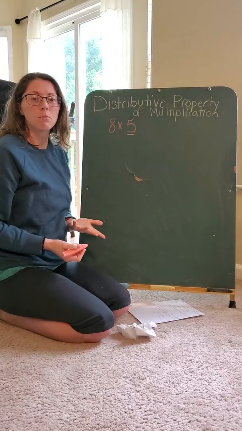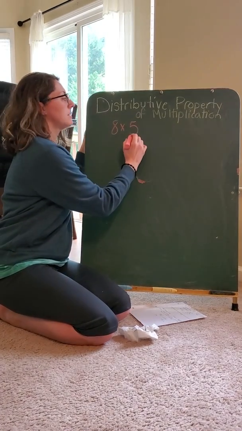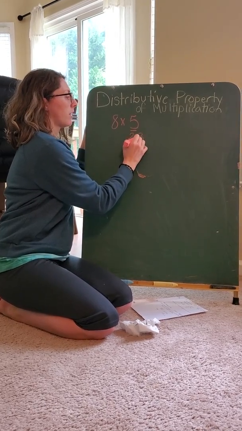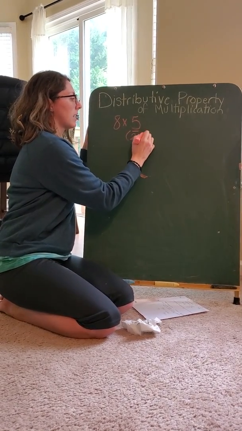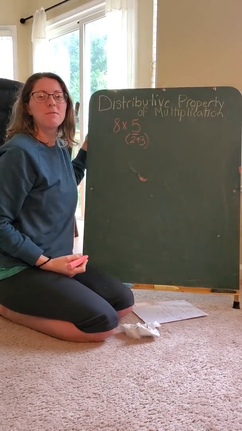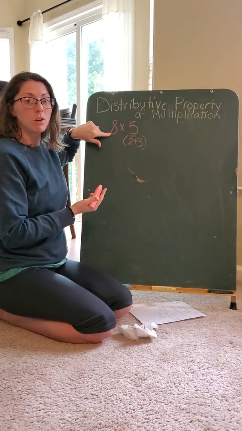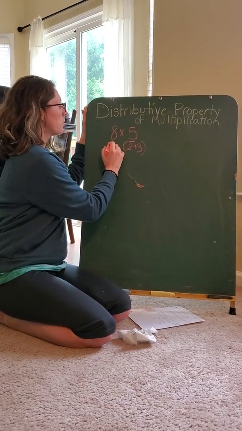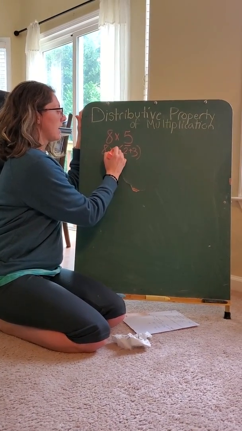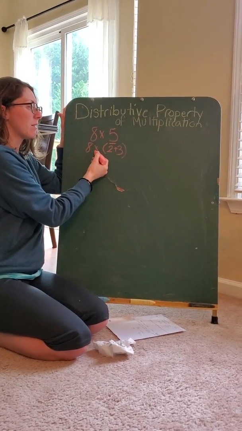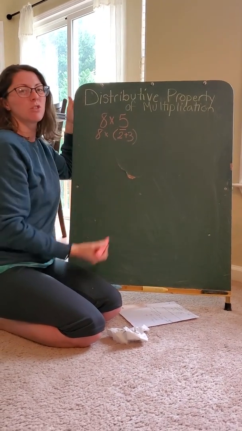When I break down the number 5, I know it's made up of 2 plus 3. Tiny little plus sign there. I still have the 8 that I need to multiply by. So I'm going to bring that and write the expression this way: 8 times (2 plus 3).